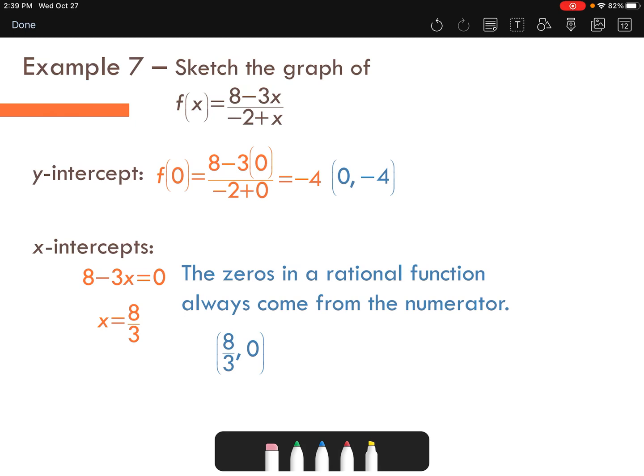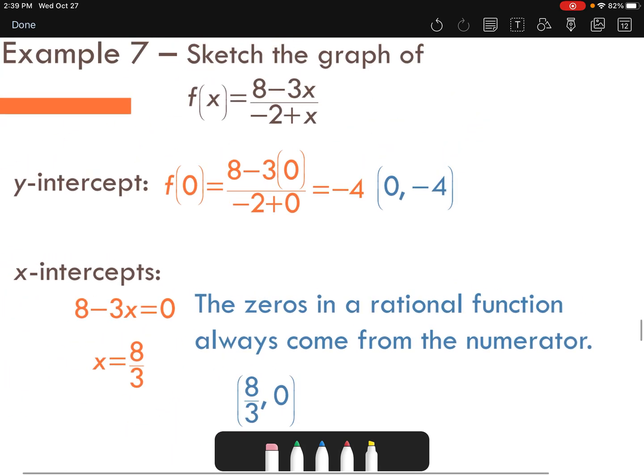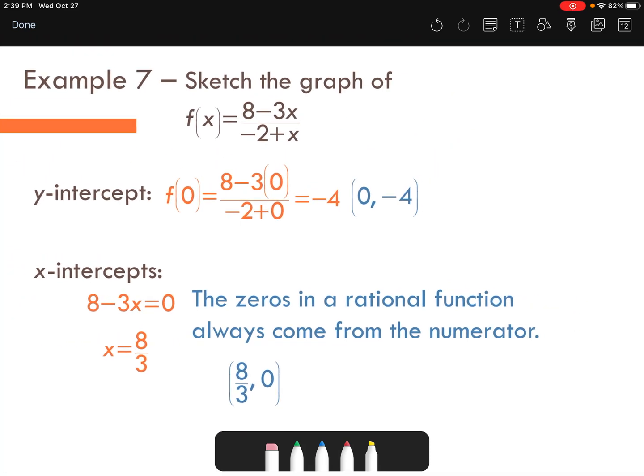The first thing we're going to do is find the y-intercept by plugging 0 in for x. So we're going to end up with (8 minus 3 times 0) over (negative 2 plus 0), and that will equal negative 4. So (0, negative 4) is our y-intercept. Then we're going to take the numerator and set it equal to 0, and we get negative 8 divided by negative 3, which is 8/3. The zeros always come from the numerator, we know that. So then we have our y-intercept and our x-intercept.